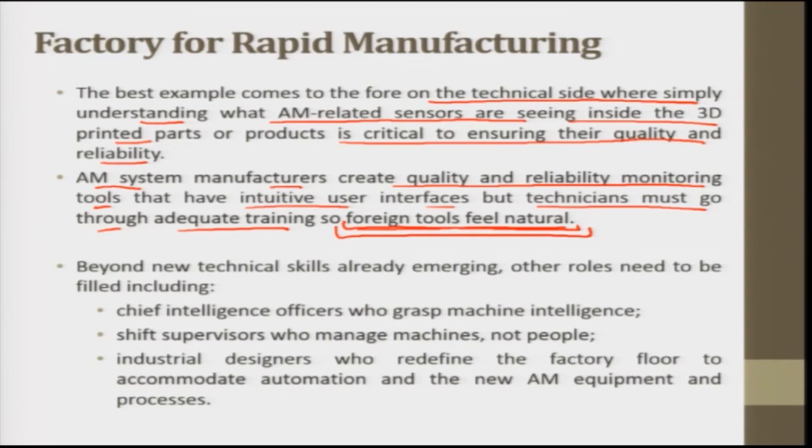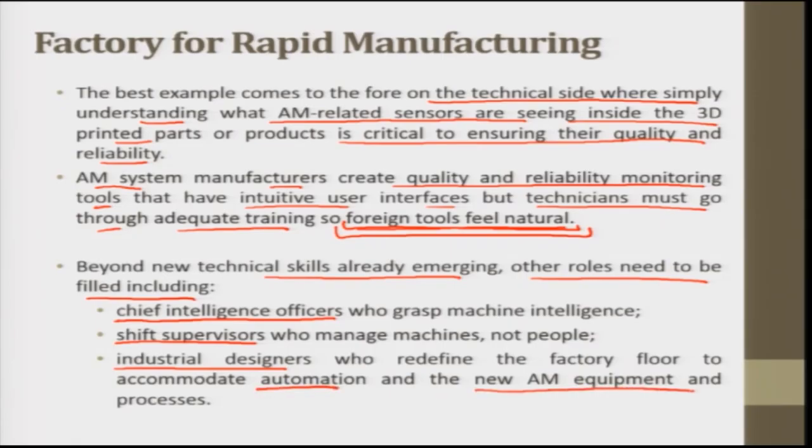So, beyond the new technical skills already emerging, other roles need to be filled, including chief intelligence officers who grasp the machine intelligence, shift supervisors who manage machines as well as the people with them, and industrial designers who redefine the factory floor to accommodate automation and new additive manufacturing equipment and processes. So, this is the factory for rapid manufacturing, and also I have touched a little on digital manufacturing.